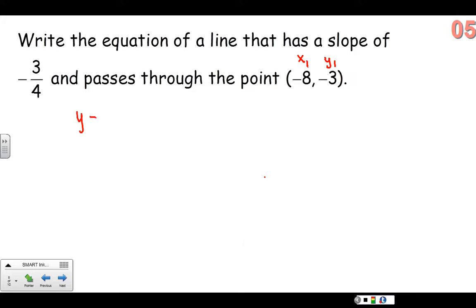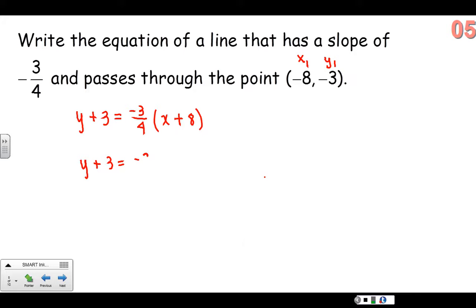Y minus -3 is the same thing as y plus 3, equals -3/4, which was my slope, times x minus -8, so that's going to actually be +8. So this time we have to worry about that fraction, but that's no biggie. We can deal with that. So we've got y plus 3 equal to, I'm going to do the distributive property on the right side.